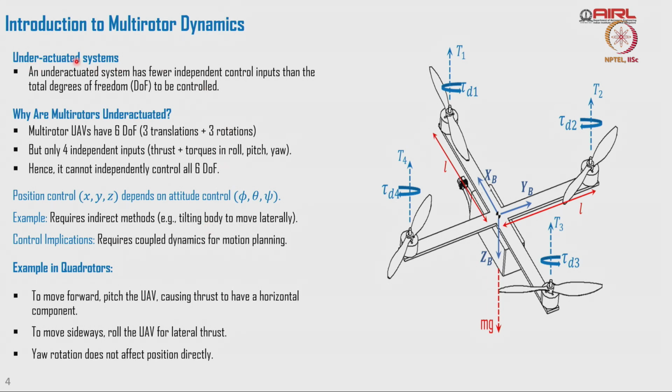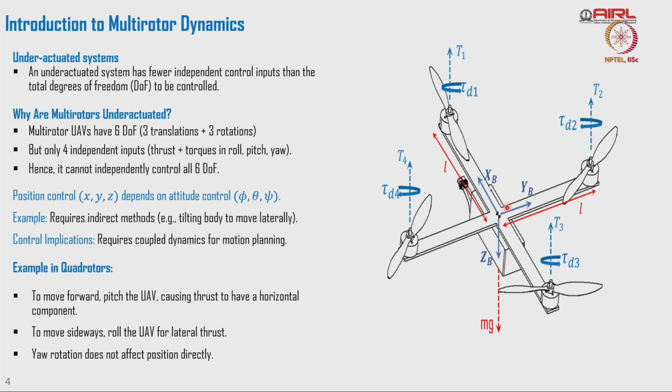First thing you need to understand, this is an underactuated system. What we mean by an underactuated system is that it has fewer independent control inputs than the total degrees of freedom. The total degrees of freedom we have is 6, right? Three for translation, that is x, y, z, and three for rotation, phi, theta, psi. So the multirotor has 6 degrees of freedom, but we have only 4 inputs. Motor speed is an input, right? We have 4 motors here, so 4 motor speeds as inputs.